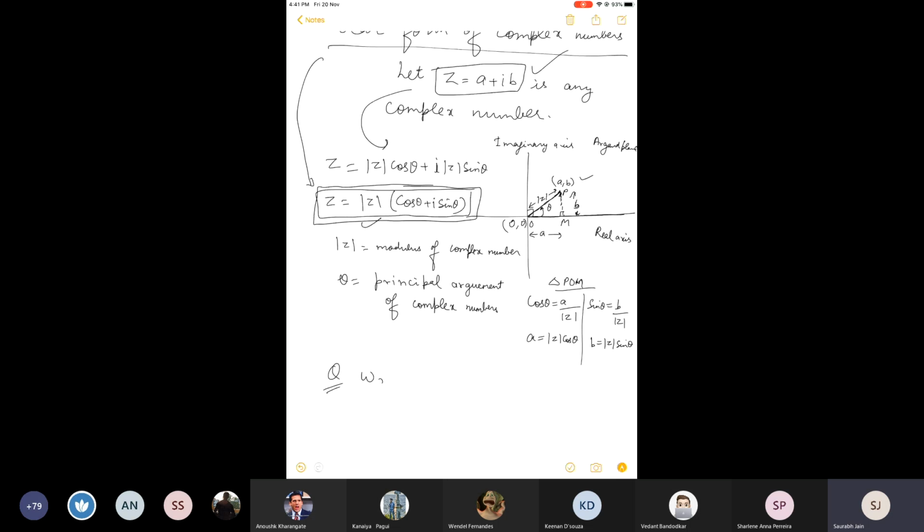And so you need two things, mod z and theta. Mod z is simple. It is under root a square plus b square. Remember, theta, which is principal argument here.